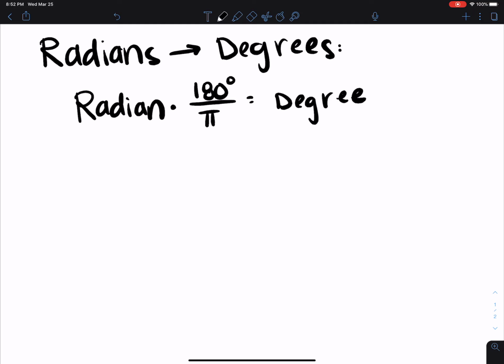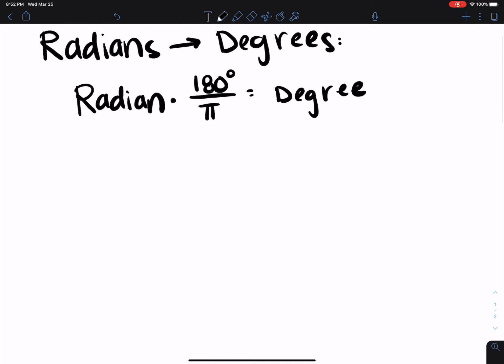The reason why we do that is because pi radians is the same thing as 180 degrees. So if we take our radian, multiply it by 180 degrees, and divide it by pi, that takes the pi out, and it gives us whatever the radian was in degrees.